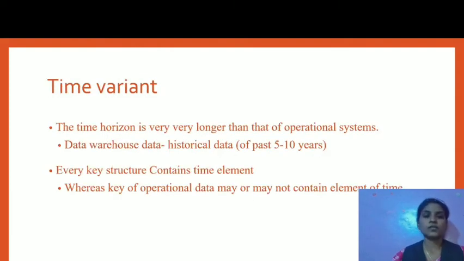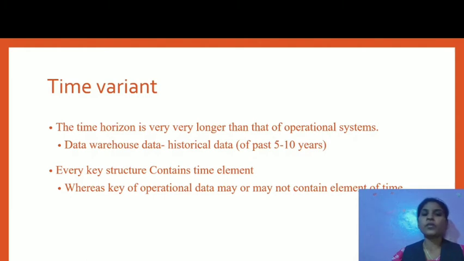Time variant. In data warehouse, the data is historic data. That means the manager, strategic decision makers work on the historic data or the data which lasts from a number of years, for example 5 to 10 years data. That means the time horizon is much longer than that of the operational system. For operational system we call day-to-day transactions data. That means it is for very few days data.